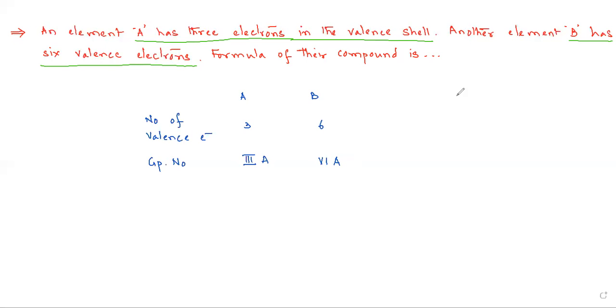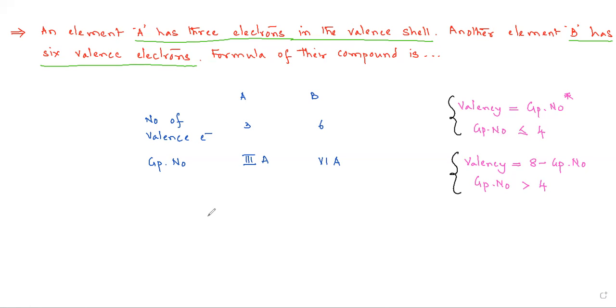Now let me tell you an important point here. Valency of an element can be taken as equal to the group number, but the condition is that this applies only when the group number is less than or equal to 4. Now coming to the second point, valency of an element can be given as 8 minus group number, I mean the combining capacity, provided the group number is greater than 4.